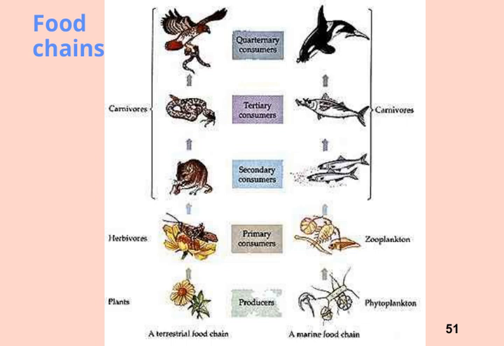Remember, each step in this chain is called a trophic level. Understanding food chains helps us see the flow of energy and how different species are interconnected. This concept is important because it highlights the delicate balance within ecosystems and how disrupting one part can affect the entire system. So, food chains are more than just a sequence. They're a glimpse into the complex web of life that sustains our environment.